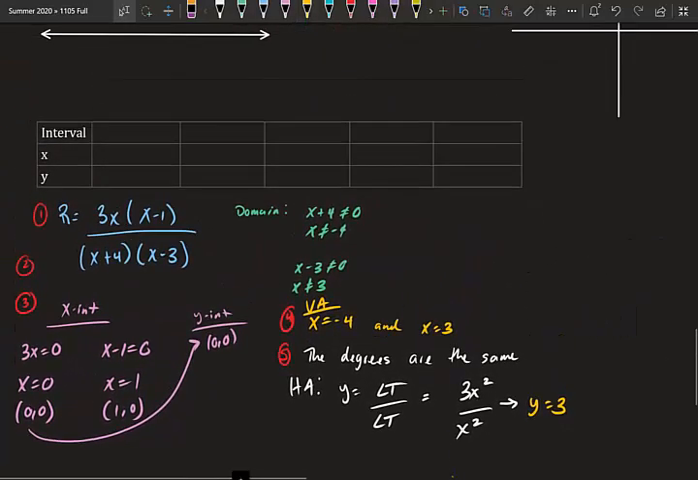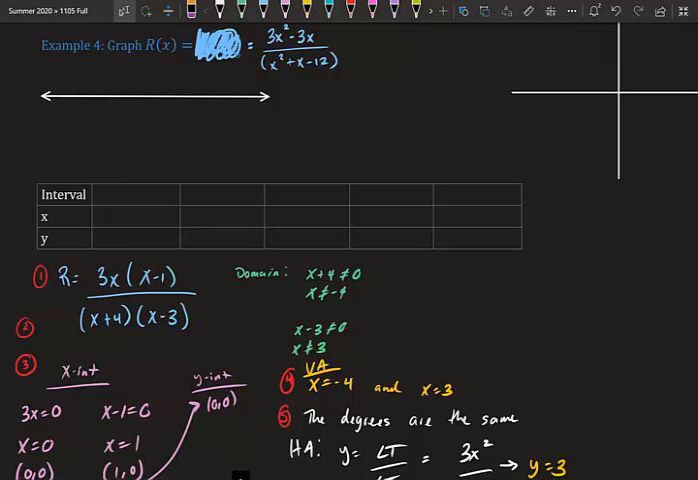All right, now we're going to break up our intervals. So we have x values at 0 and 1. And then we also have values at negative 4 and 3.